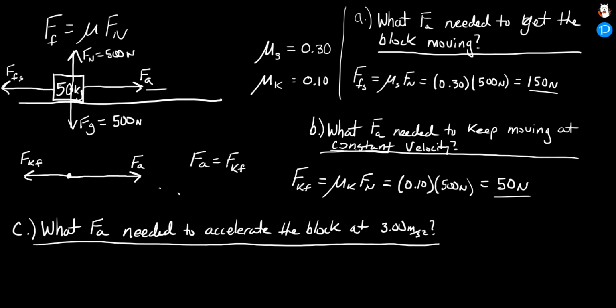So in this case, to accelerate it at 3 meters per second squared, this is going to have to be more than whatever this is. Now I need to figure out how much more though, right? And this is where Newton's second law comes in. So remember Newton's second law, the net force is equal to the mass times the acceleration. Well, we know this is the rate that we want to accelerate it, and we have the mass of the block. It's 50 kilograms. So I can use those two things to figure out what's the net force, the total amount of force that I would need to do that.